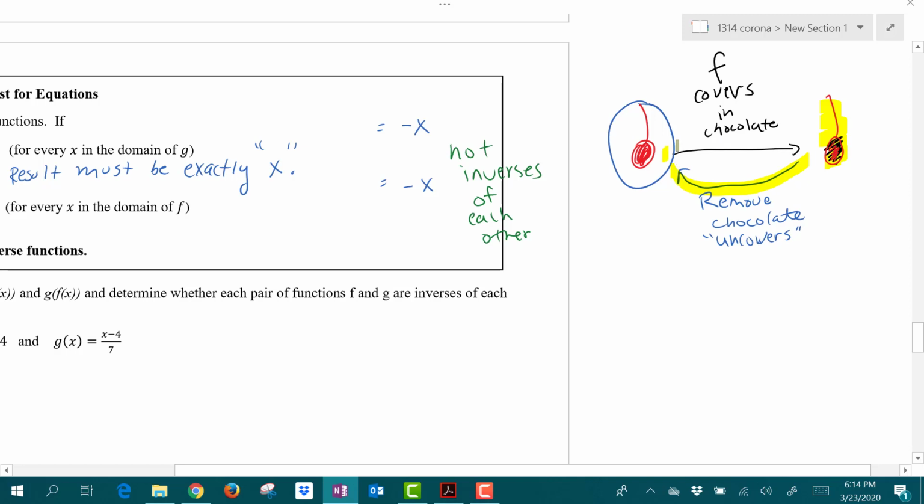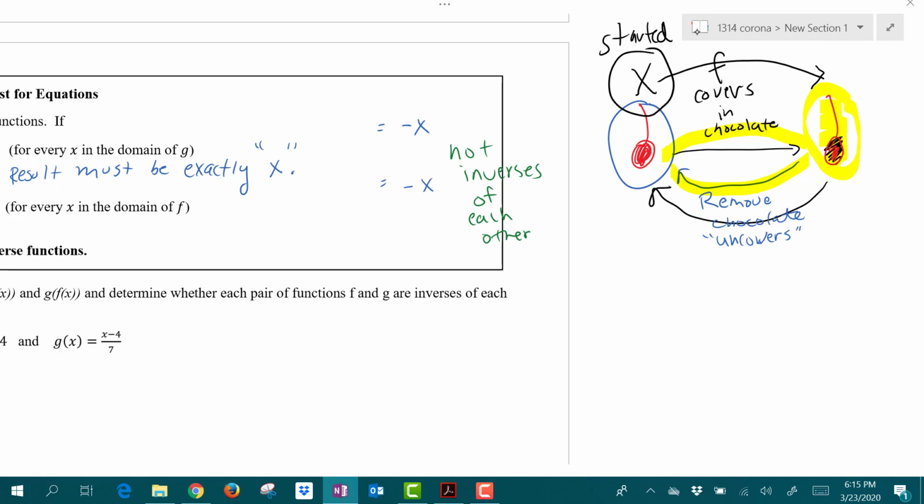And then you said, well, let me do function f. Function f would cover it in chocolate, and then you would end up back where you started with a chocolate covered cherry. So it doesn't matter which function you do first. If you do one and then the other, you should always end up right back where you started. So the idea here is that if you start with x, and then you do something, and then you do exactly the opposite, you're going to end up right back where you started, with x.